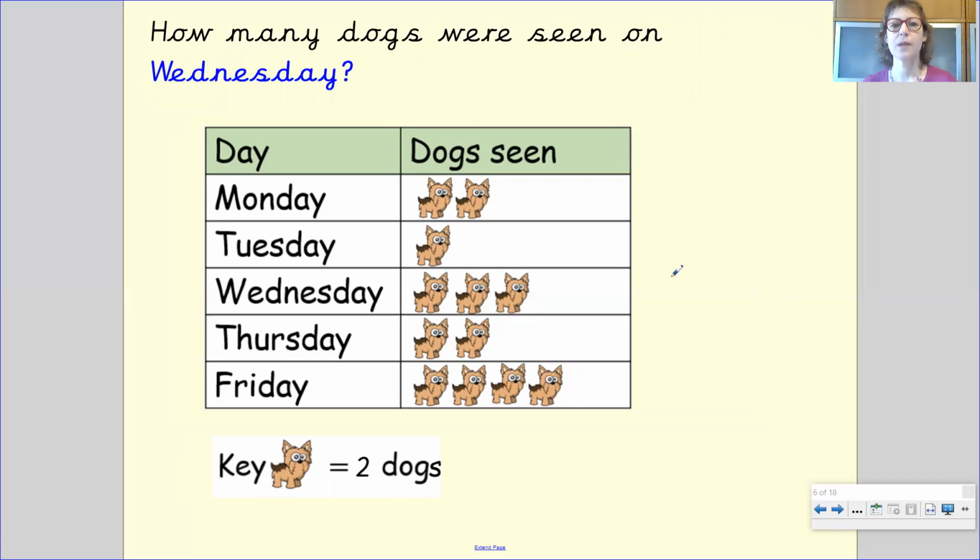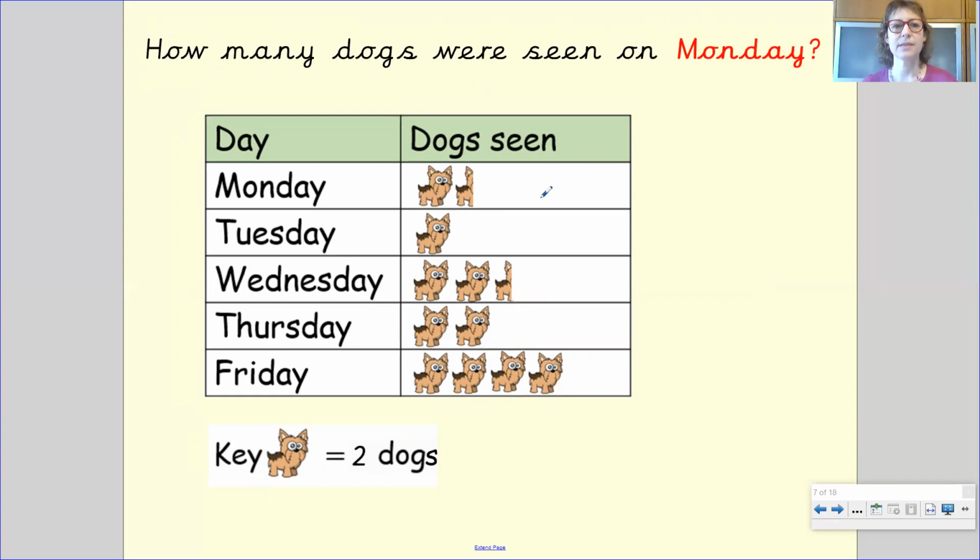Okay, so your turn first. How many dogs were seen on Wednesday? And I hope you didn't say 3, because if you did, it means you didn't look very carefully at the key. So the key tells you that we are counting in twos. So counting in twos, let's get to Wednesday. 2, 4, 6. I hope that's what you shouted at the screen.